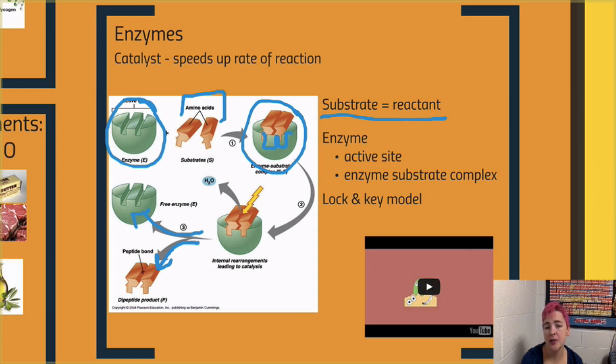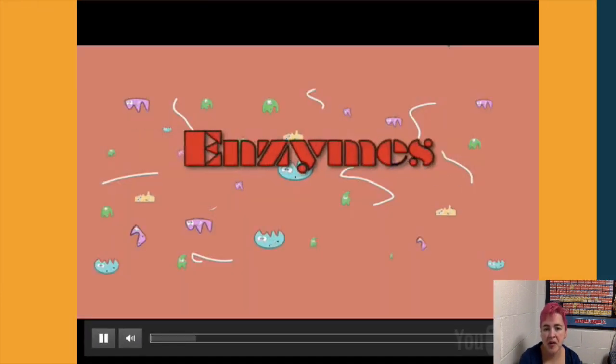Oftentimes, scientists use the lock and key model, or one key for every lock, and that key only fits in that one lock. So the substrate is like the key, and the lock is like the enzyme, where that one key can sit in the lock and do the reaction and then leave. We're going to watch a quick little video here.